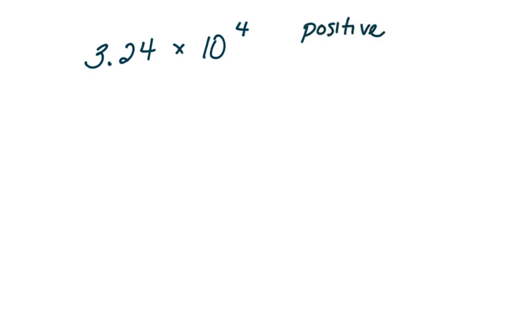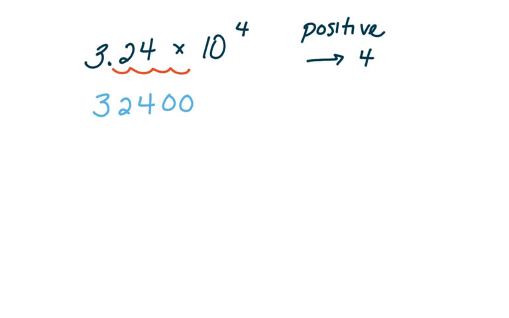So for example, if I had 3.24 times 10 to the fourth, a positive exponent means that you would be multiplying by 10 to the fourth, which is 10,000. So your decimal point is going to move to the right 4 places. So I would move it 1, 2, 3, 4. So my final answer would be 32,400.